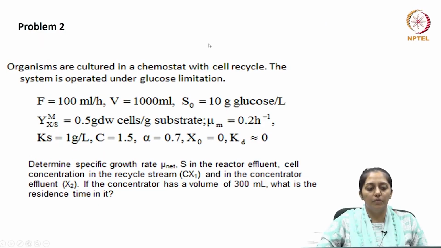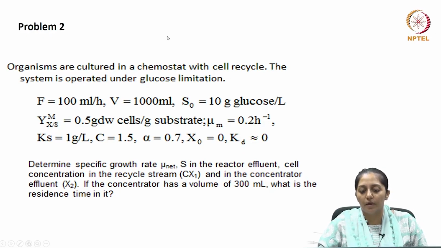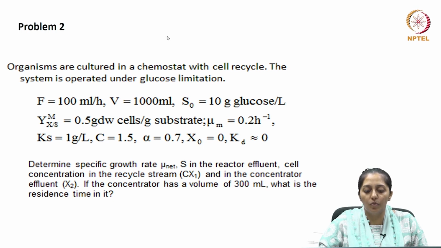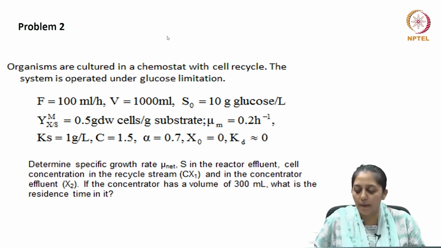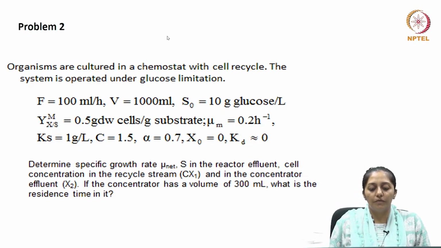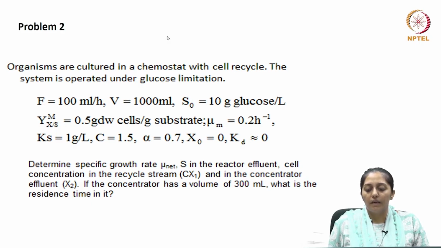Let's start the problem 2. If we can see the problem on the slide, organisms are cultured in a chemostat with cell recycle. The system is operated under glucose limitation. The flow rate is given as 100 ml per hour. The volume of the reactor is 1000 ml and the feed substrate concentration is 10 grams glucose per liter.